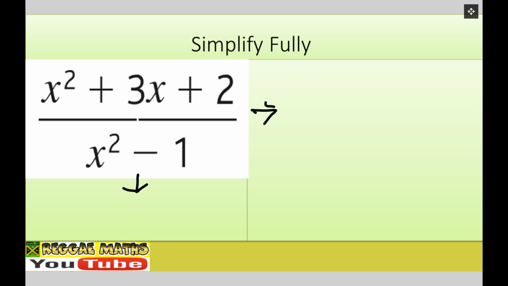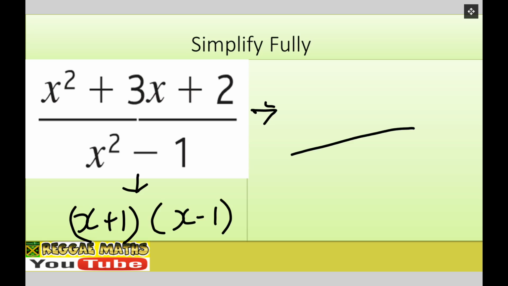Right, this gives me the difference of 2 squares. So we've got x plus 1, x minus 1, and that goes in the bracket below. So x plus 1, x minus 1.